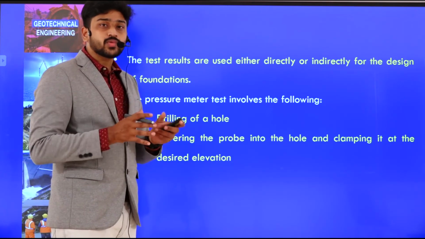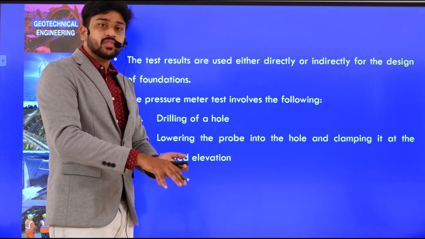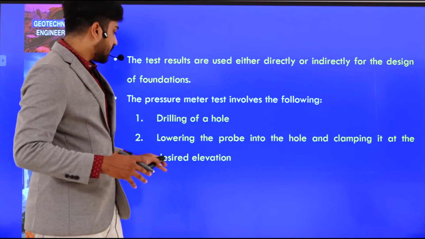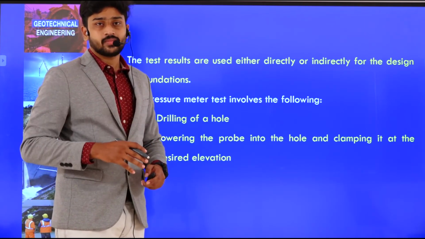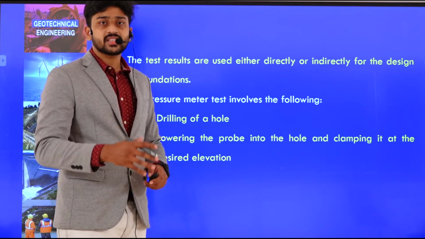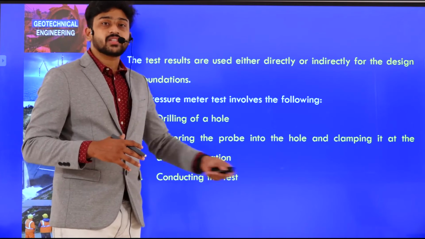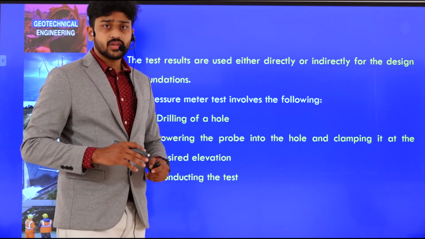There will be a probe sort of arrangement. It will be drilled, it will be sent into this borehole which is dug, and then it is clamped at a certain desired elevation. That means at the required depth we are clamping this. Once the probe is sent inside, it is clamped to the required elevation. And finally, we need to conduct the test. Clear? So this is the procedure.